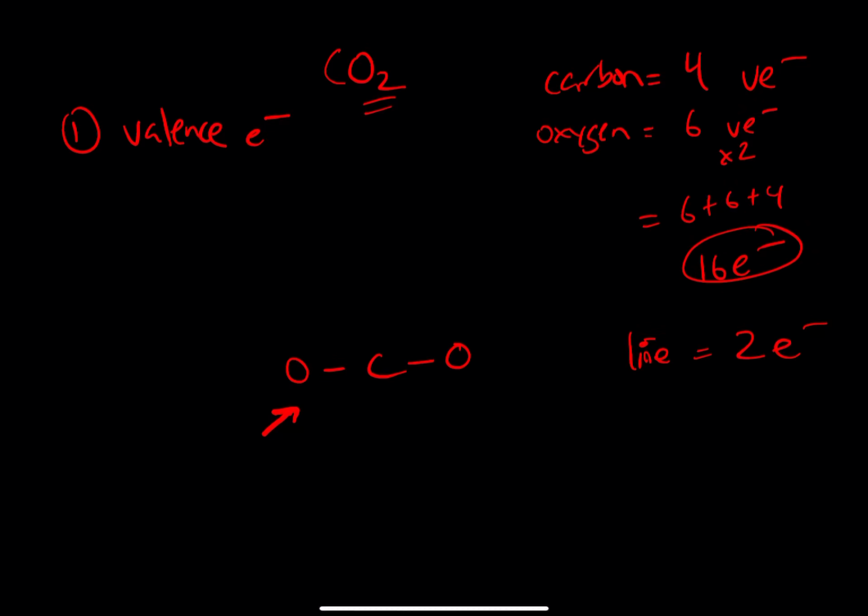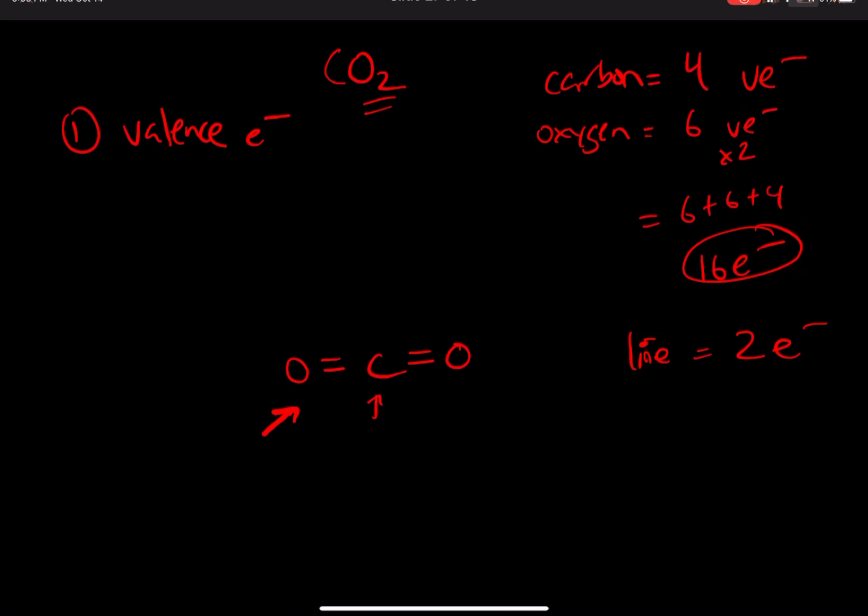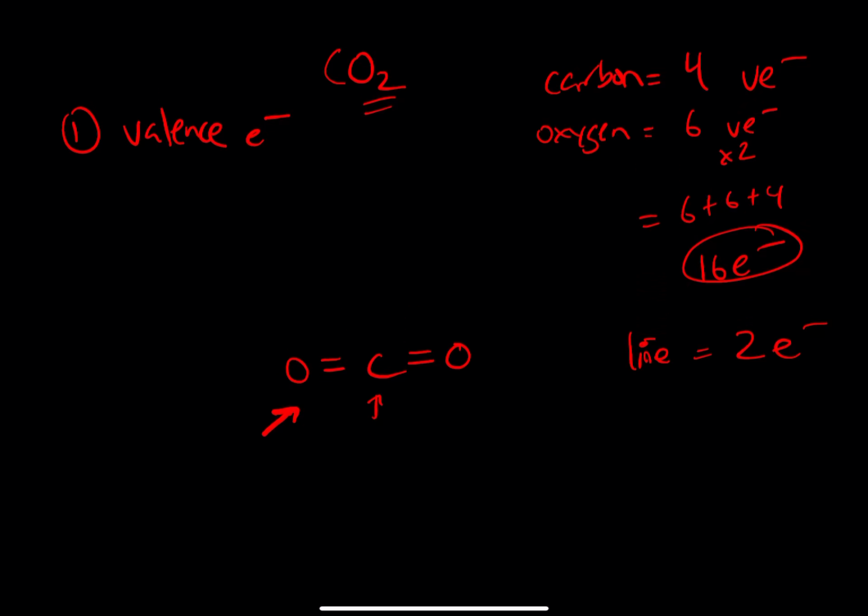And then remember the octet rule as well. Atoms want to try and have 8 electrons around them. So if, for example, we give double bonds between the carbon and the oxygen, notice that now this carbon essentially has 8 electrons around it. We've got 4 electrons over here and 4 electrons over here, because a line is 2 electrons. So right around the carbon, we have 8 electrons, so the carbon is happy. He's happy because he has his octet.